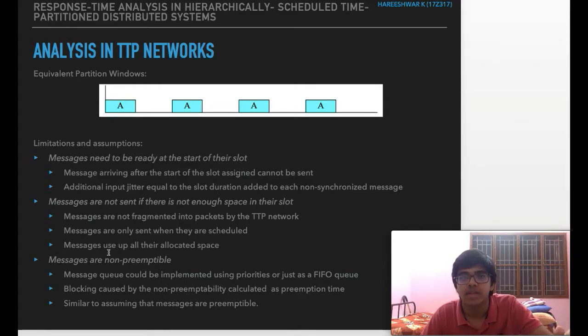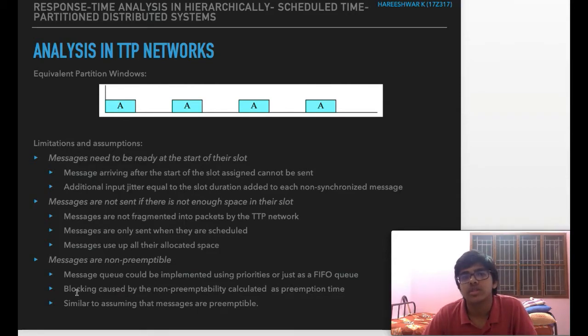That's the second point. And the third is that the messages are non-preemptible. Our response time analysis allows us to go with preemptible messages, it accounts for it. However, in the TTP protocol, there cannot be preemptible messages. It's only non-preemptible, and hence we can implement a message queue by using priorities or a simple first in first out queue. In a first in first out queue, we consider that all the messages have the same priority, but we rank them according to their arrival times.